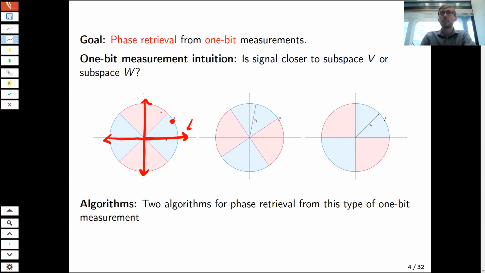But if I ask that question again for different pairs of subspaces, then I'm getting different information about the location of X. And the idea is to combine a whole bunch of these measurements to determine where X is, up to some degree of accuracy that you want. I'll be talking about two algorithms that do this and getting more into the specifics of those.